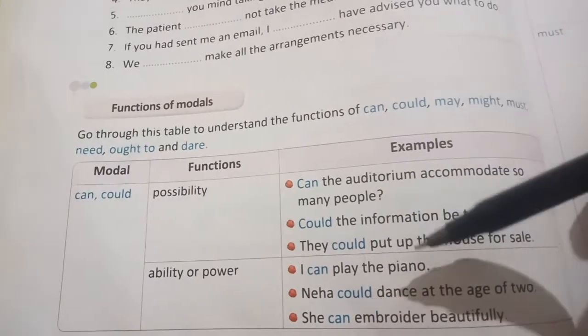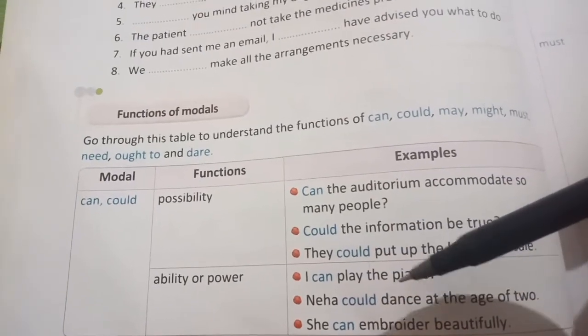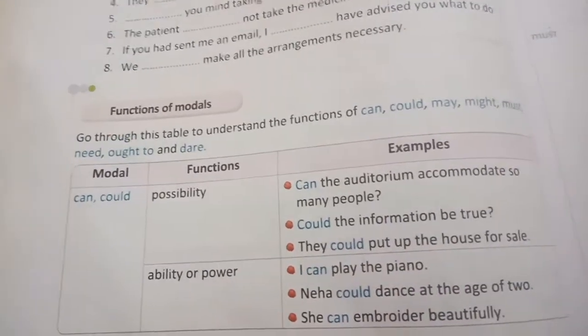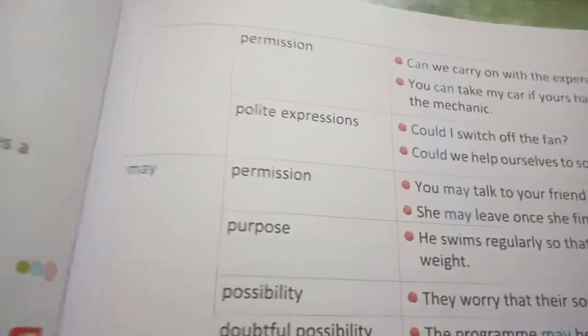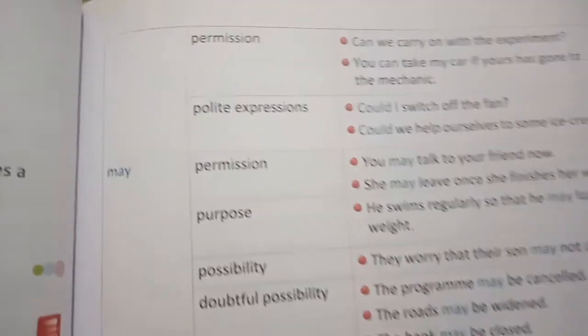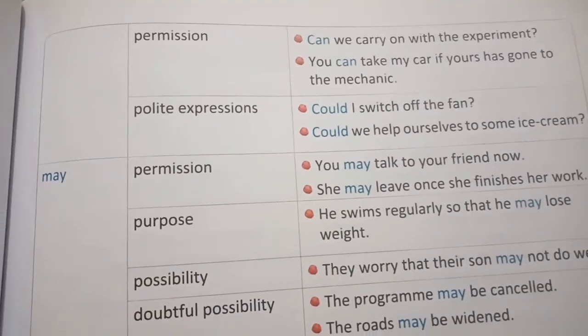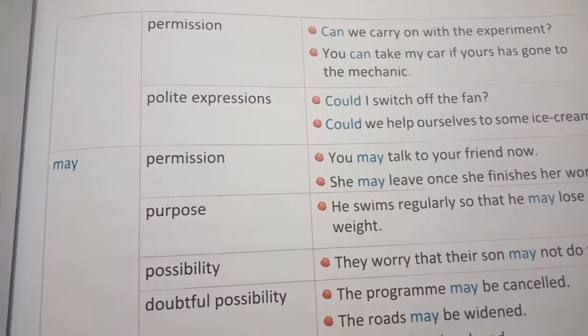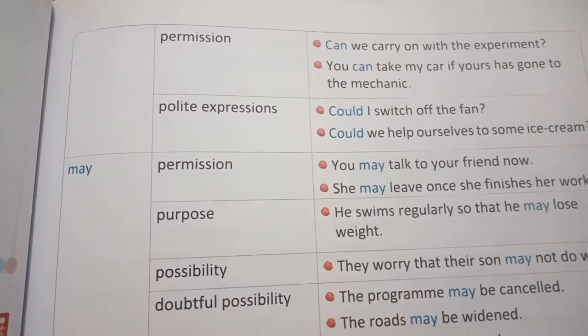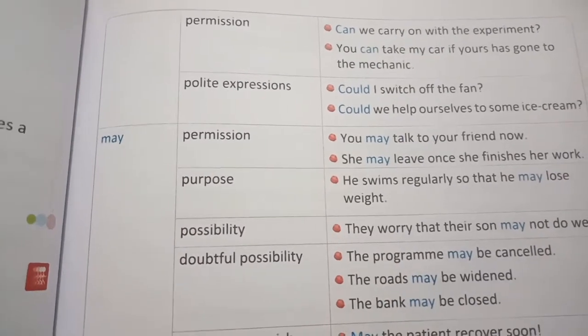Ability or power. I can play the piano. I can. It means what? It is showing your ability. Next, permission. Can we carry on with the experiment? You can take my car if yours has gone to the mechanic. So giving permission, taking permission. For taking permission we can use can.